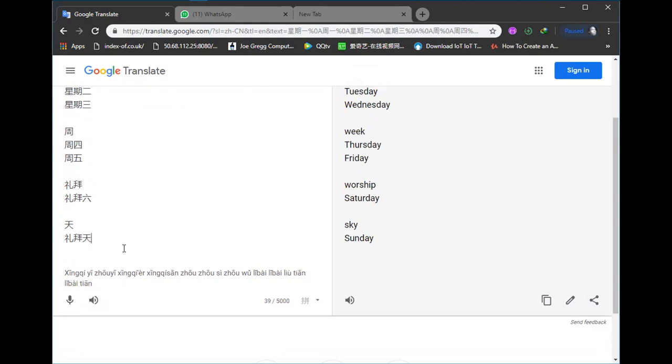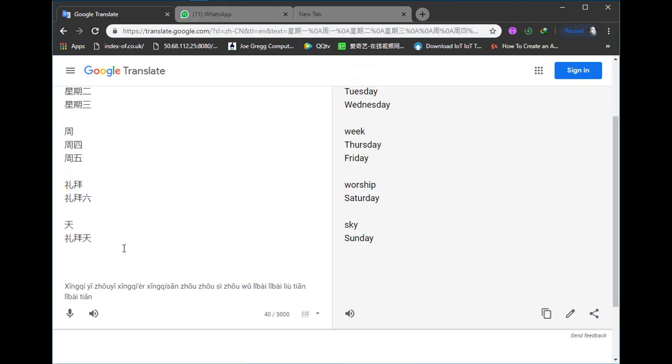Okay, if we do that with Xing Qi, Xing Qi Tian, what is Xing Qi Tian? You see here, this is where you can write notes if you like. Xing Qi Tian, that's also Sunday. Very good. And what's another way of saying Sunday? We have seen Li Bai Tian. We have also said Xing Qi Tian. What's the other way of saying Sunday?